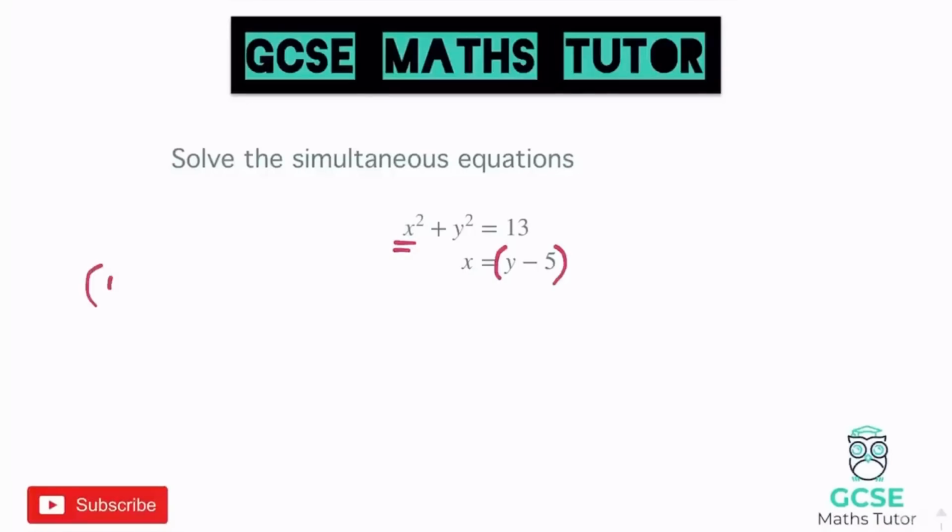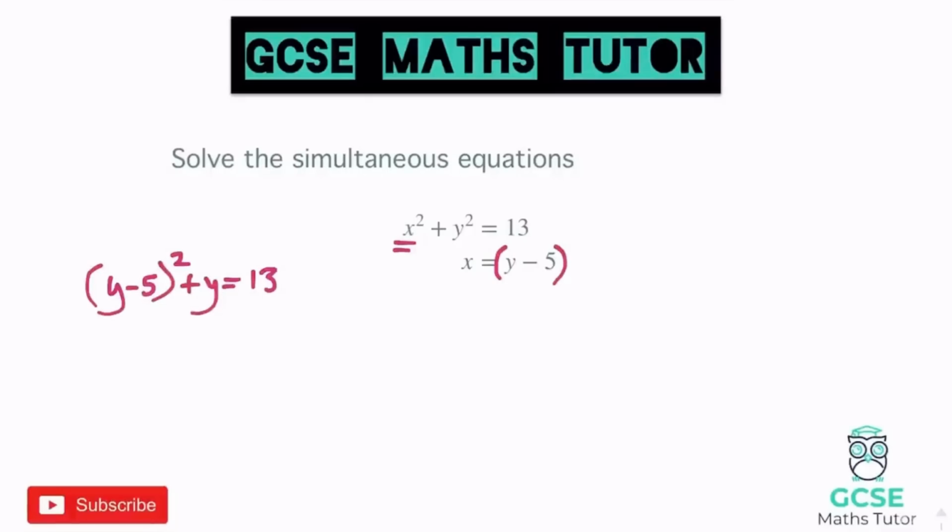Getting rid of the x and putting in the y minus 5 would leave us with (y minus 5) squared, because that is x squared, plus y squared, and that equals 13. Now we've got an equation that has no x's in it. As long as we've only got one variable, we can definitely solve it. It's going to form a quadratic with y's in, but we can definitely solve that.